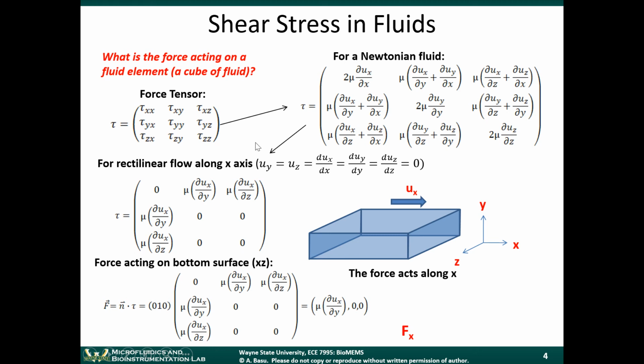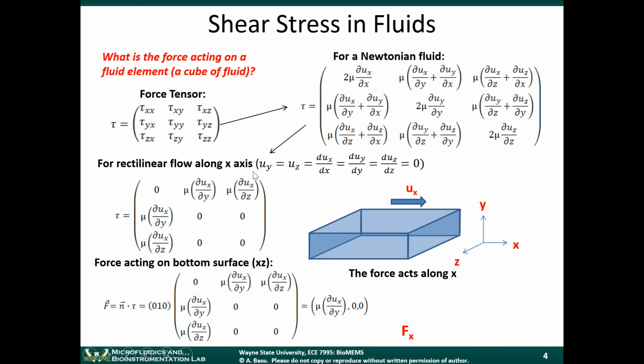So if you simplify the force tensor in a specific case where you have rectilinear flow along the x-axis. So why are we selecting rectilinear flow along the x-axis? Because we have a rectangular cross-section microfluidic channel. In most cases, that's the type of flow you're dealing with. All right, so how does this simplify then?